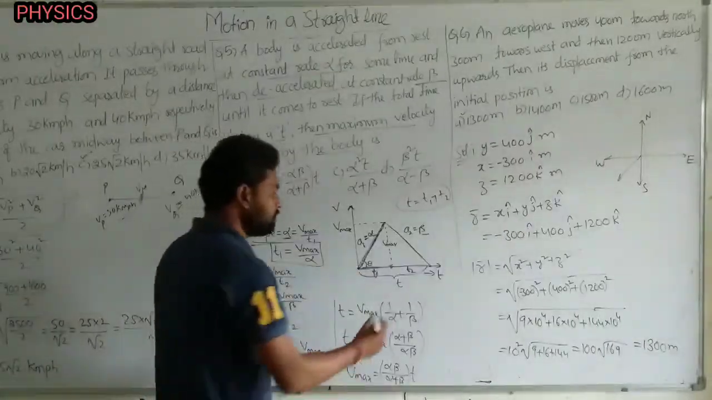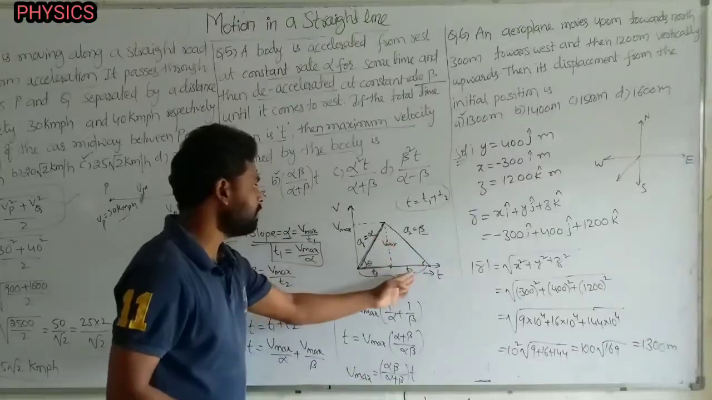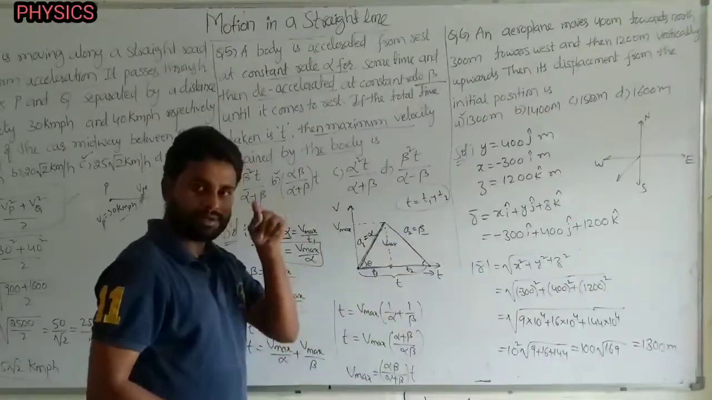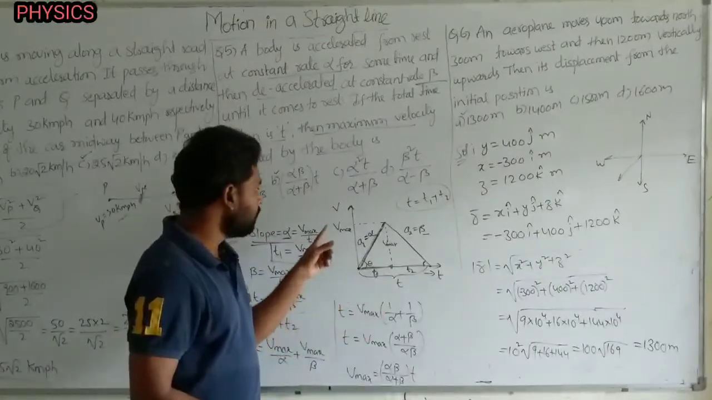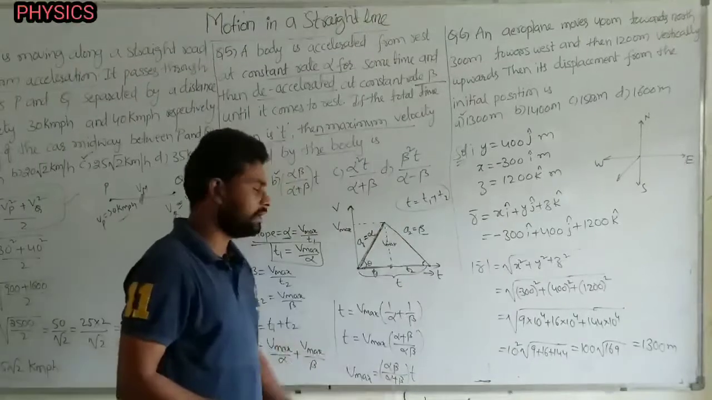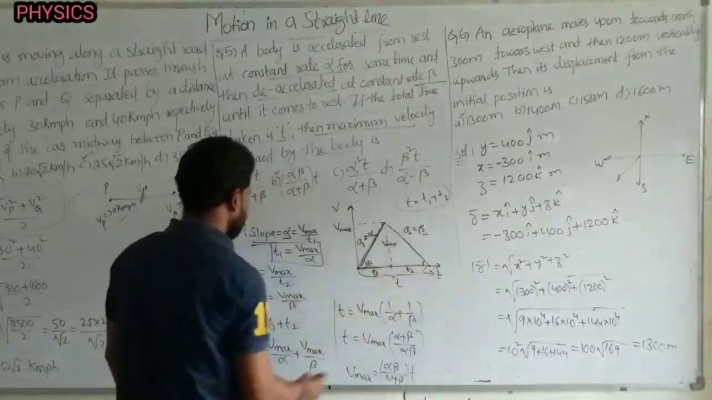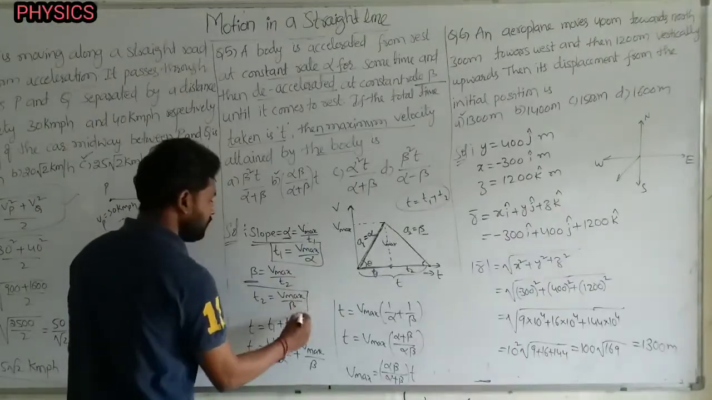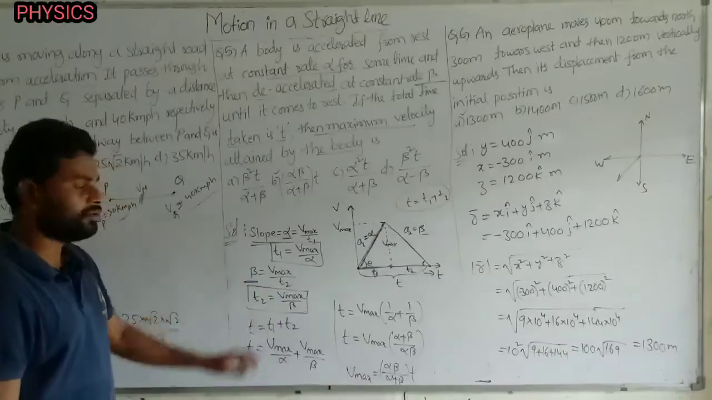In the same way we have to do this one also. Here also there is an angle. So tan theta equals the opposite side by the adjacent side, and tan theta is nothing but the slope. The slope of the velocity-time graph gives the acceleration, so the acceleration here is beta. So slope beta equals Vmax by t2, and from this t2 equals Vmax by beta. We found the t1 value and the t2 value.